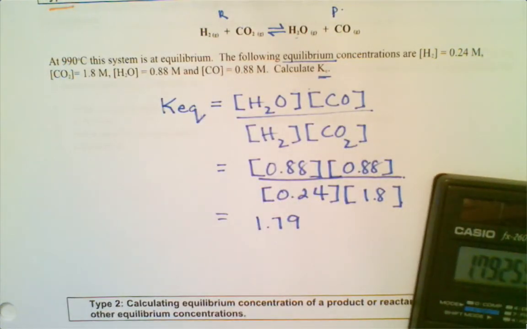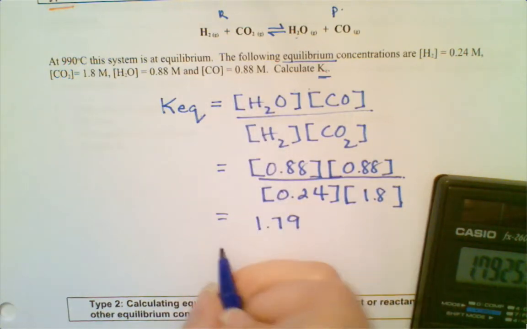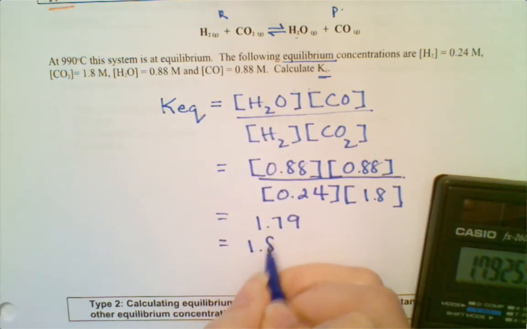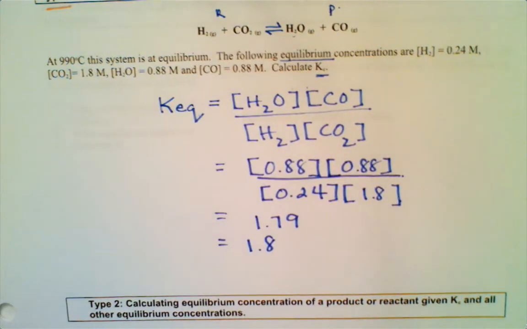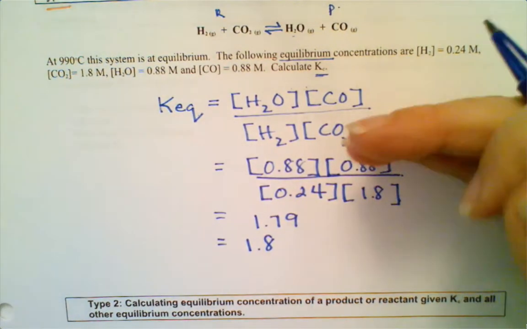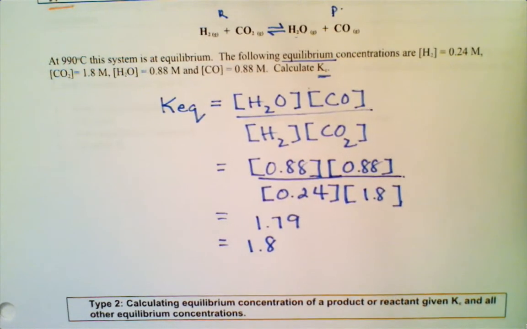So what we're going to do is, again, we probably should keep it to 2 sig figs, so our answer would be 1.8. There are no units for equilibrium constant, okay, so no units at all. Okay, it's just a constant. It's really just a ratio between the products and the reactants.